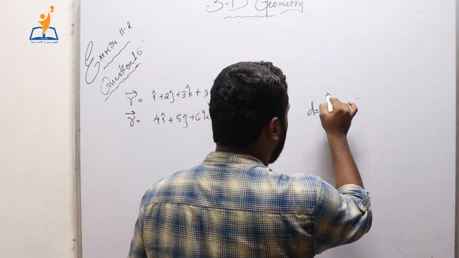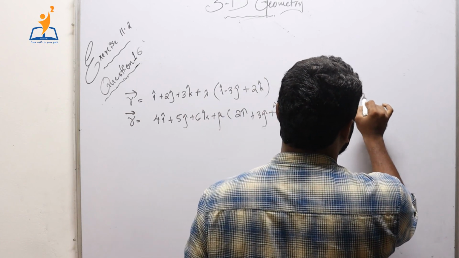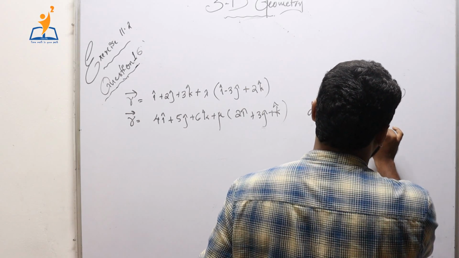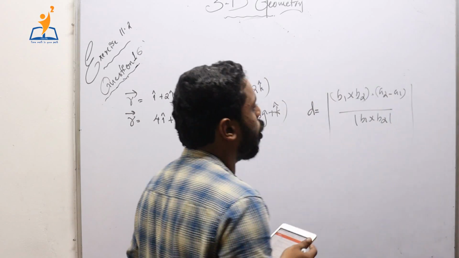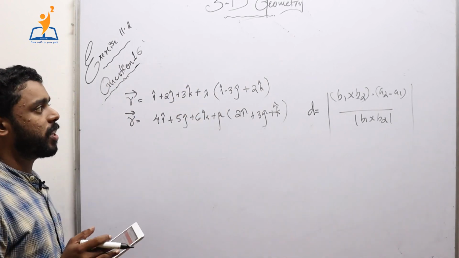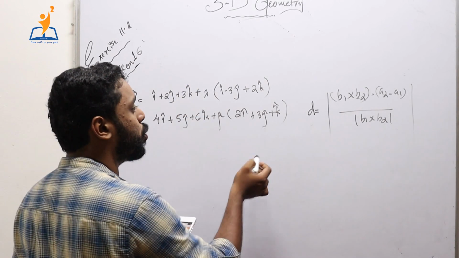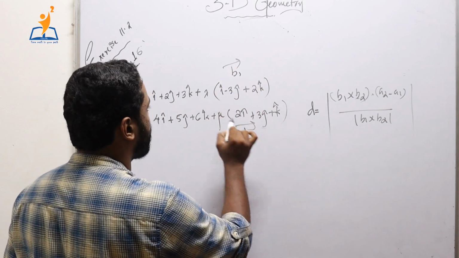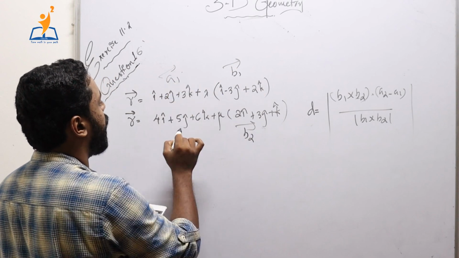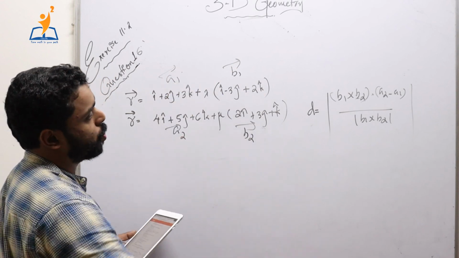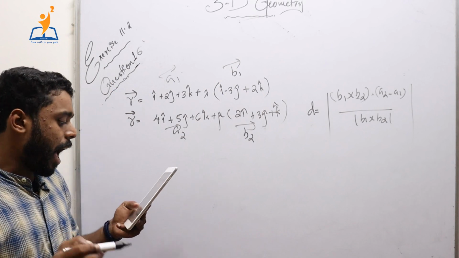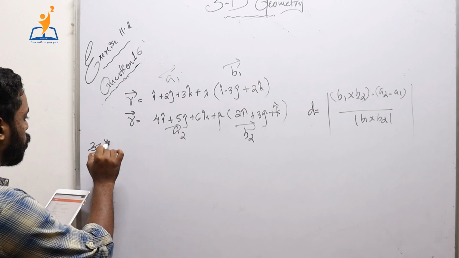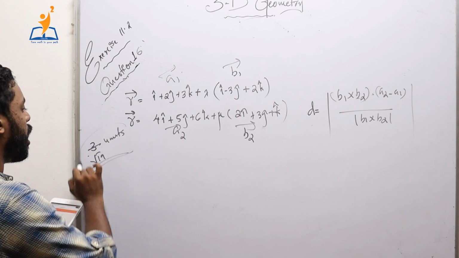We know the formula. D is equal to b1 cross b2 dot a2 minus a1 divided by mod b1 cross b2. We have done a similar problem before, I think it is question number 14. So it is easier for you to calculate these things, since b1 is this vector, b2 is this vector, a1 is this vector and a2 is this vector. Very easy, just substitute these values and find the answer, and the final answer of this question is 3 by root 19 units. So it is very easy for you to evaluate this answer.